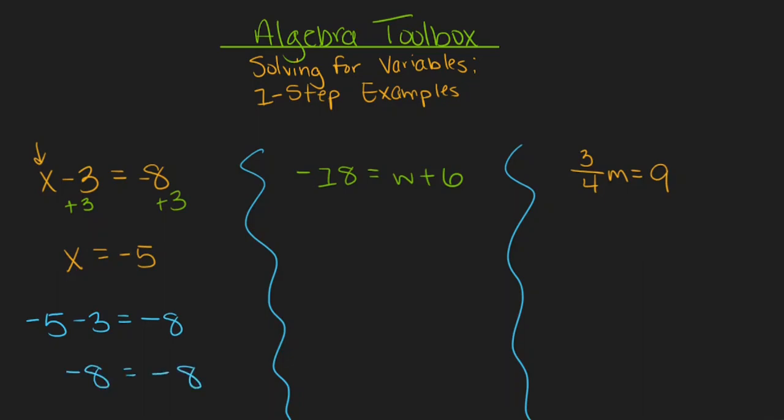And negative 8 does in fact equal negative 8, so that tells me that negative 5 is the correct value for x. We've solved for x and we checked our work to make sure that we didn't make any mistakes. Let's take a look at the next problem.